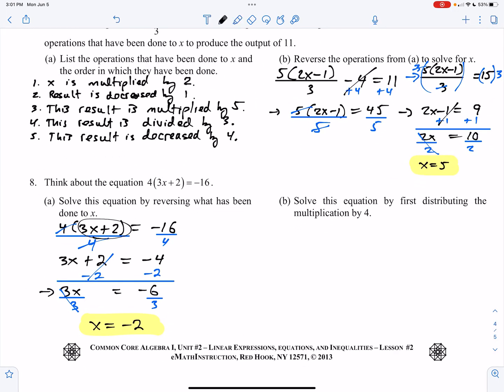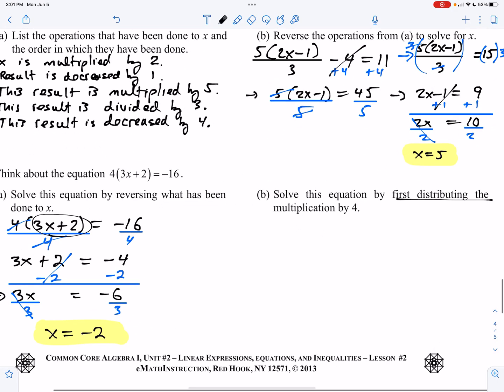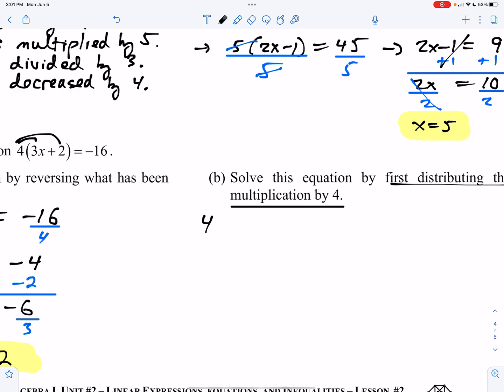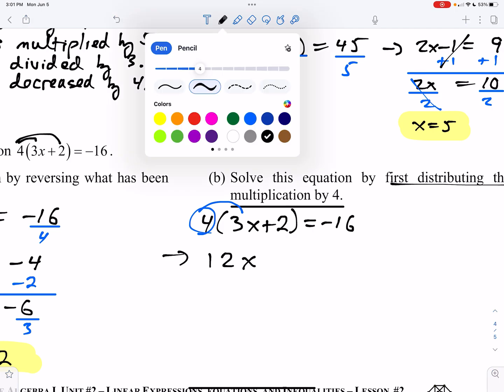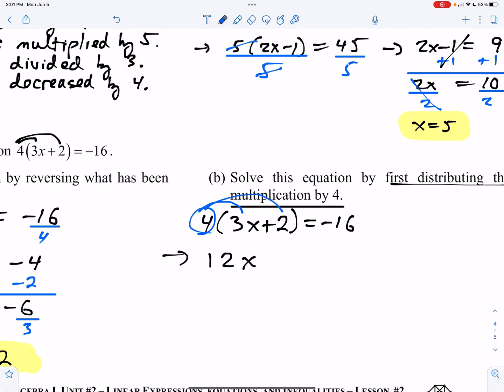Now it says solve this equation by first distributing, by multiplying by 4. So in other words, distribute the 4 through the parentheses. So let's take 4 times (3x plus 2) equals negative 16. Well, if we do that, 4 times the 3x is 12x. And then 4 times the 2 would be plus 8. And that's equal to negative 16.